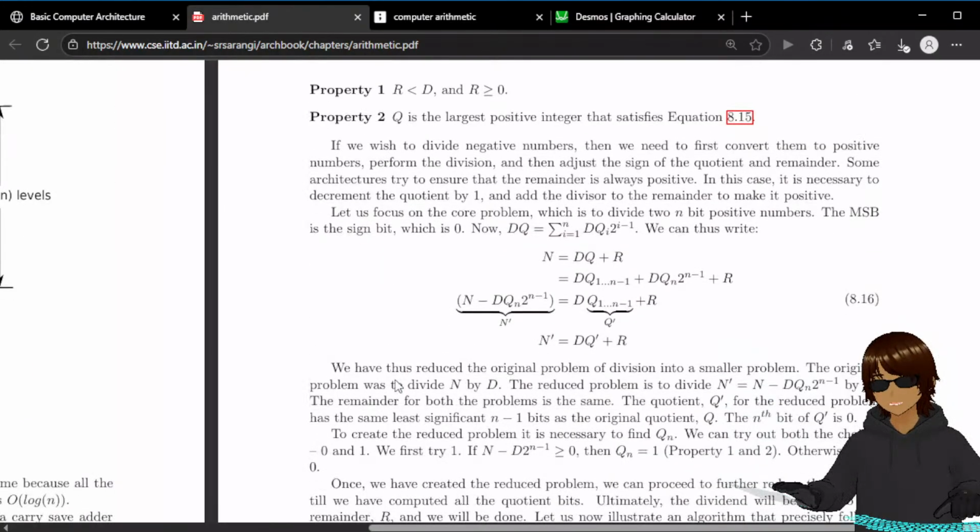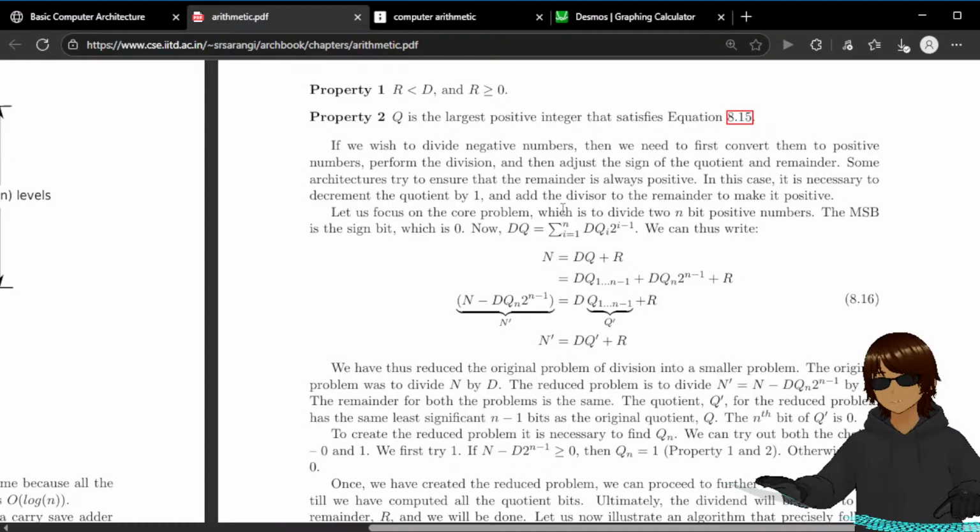If we wish to divide negative numbers, then we need to first convert them to positive numbers, perform the division, then adjust the sign of the quotient and the remainder. Some architectures try to ensure that the remainder is always positive. In this case, it is necessary to decrement the quotient by 1 and add the divisor to the remainder to make it positive.